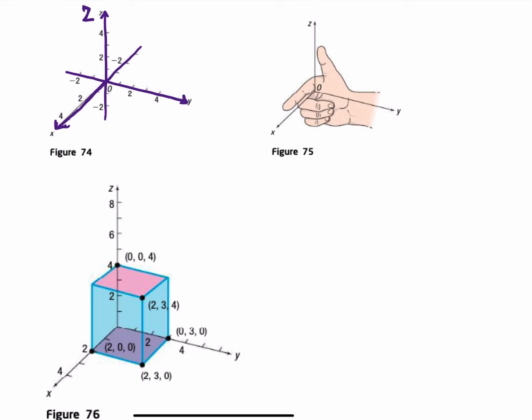So a way to remember this orientation is through something called the right-handed rule, which they have a diagram here. If you take your right hand and put it into this position, your pointer finger will point in the direction of the positive x-axis. Your other fingers will curl in the direction of the positive y-axis. And your thumb will go in the direction of the positive z-axis. So this is called the right-hand rule.